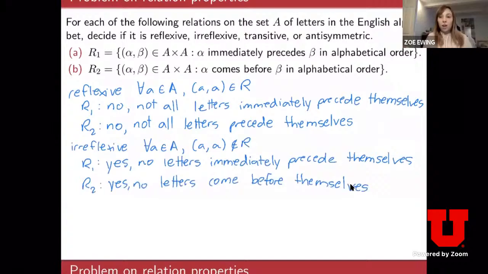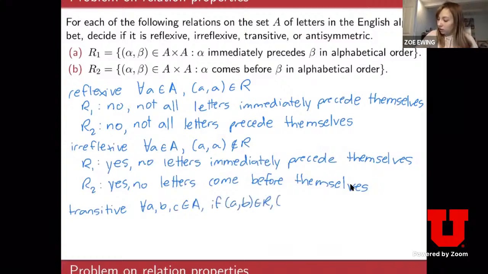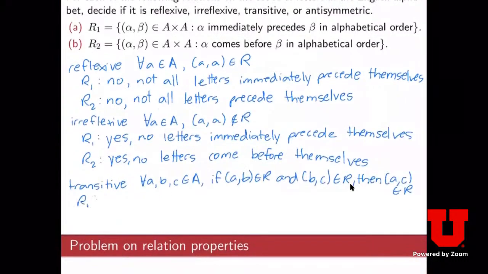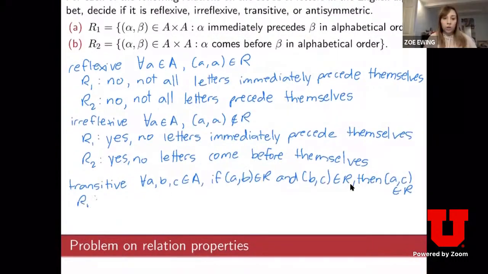All right. Halfway there. Let's go to transitive. Transitive means that for every A, B, and C in some set, if AB is in the relation and BC is also in the relation, then AC has to be in the relation. All right. So is R1 transitive?